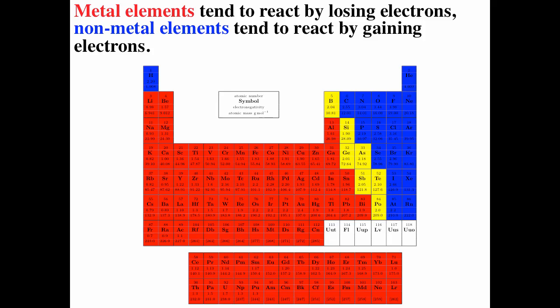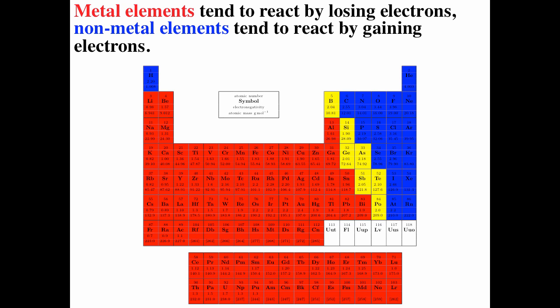And this is consistent with how we describe metal elements and non-metal elements. And so the metal elements are the ones in the red, the non-metal elements are the ones in the blue. The metal elements tend to react by losing electrons. They have lower ionization energy. The blue elements, the non-metal elements, tend to react by gaining electrons. They have more positive electron affinities.